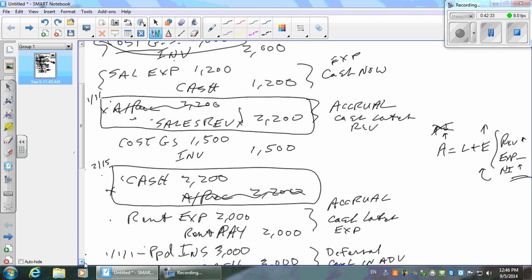Then what do you want to show on February's financial statement? You no longer want to show the receivable because you don't have it anymore. You don't have that asset. So you reduce it. But you do want to show the cash because now you have that asset instead. That's it. Okay? Let's go on down.